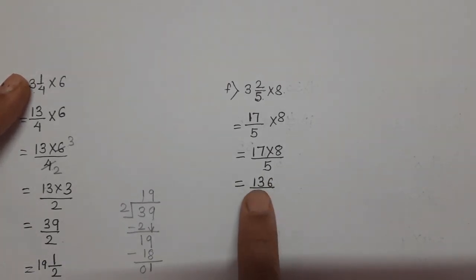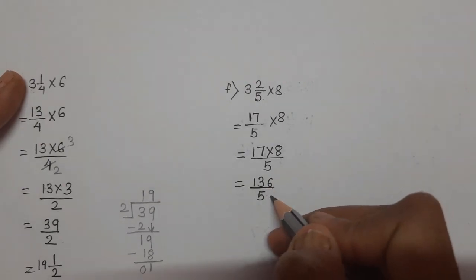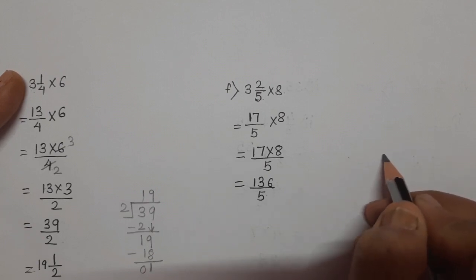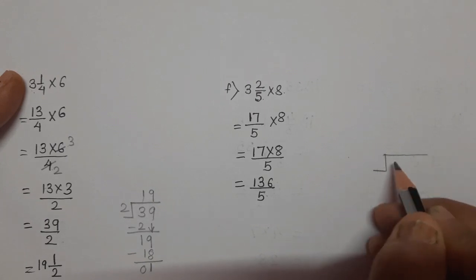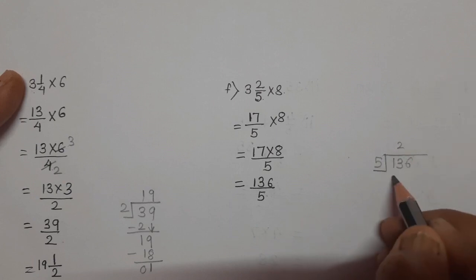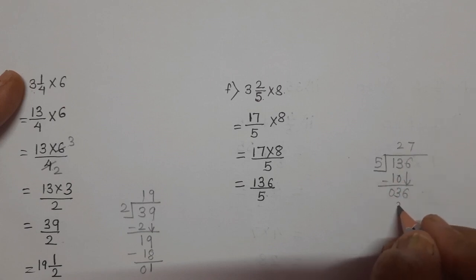Okay, now if you observe 136 upon 5, which type of fraction is this? Improper fraction. Why? Because the numerator is greater than the denominator. So let's convert it into a mixed fraction. Okay, so how to convert into a mixed fraction? See here, I am showing you. 136 divided by 5. 5 2s are 10. 3 minus 0, 3. 1 minus 1, 0. 6 will come down. 5 7s are 35. Okay, so 1 is the remainder.